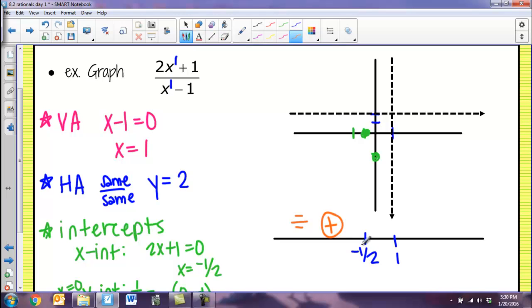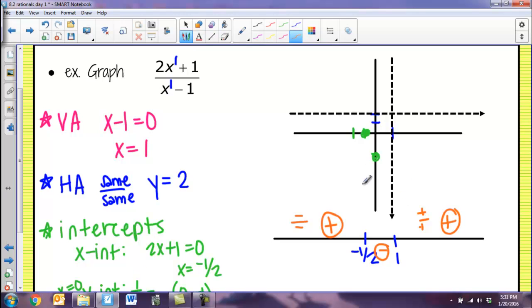Anyway, in between negative 1/2 and 1 is 0. So I already know what that is. I plugged in x is 0 before and I got negative 1. So that is definitely negative. Okay, and then a number bigger than 1, that's like 10. So positive on the top, positive on the bottom would get me a positive number. Okay, and that just tells you, is this above or below the x-axis?